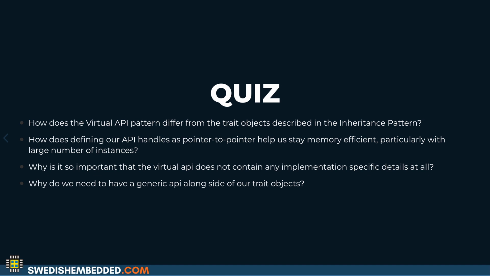Why do we need to have a generic API alongside of our trait objects? Why do we have to implement the wrappers? What is the reason why we have these generic API wrappers that we use as helpers to call the virtual methods?